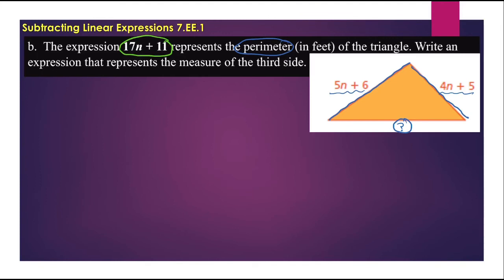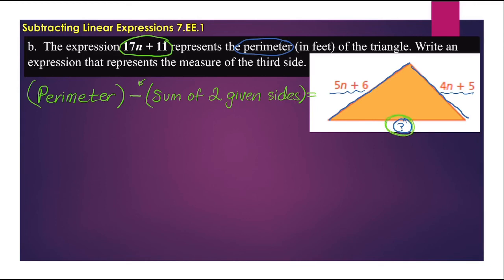This one says write an expression that represents the measure of the third side. So what you're going to want to do for this one is start with the perimeter and take away the sum of the two given sides. And the difference, because that's what subtraction means, should be that third side, which we don't know. So the perimeter is given. The perimeter is 17n plus 11. And then we're going to take away the sum of the two given sides.